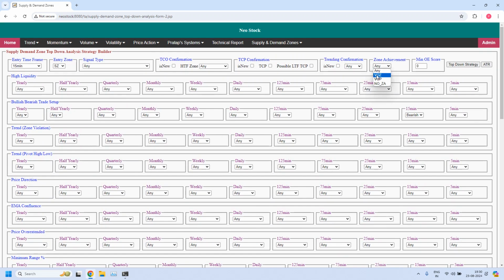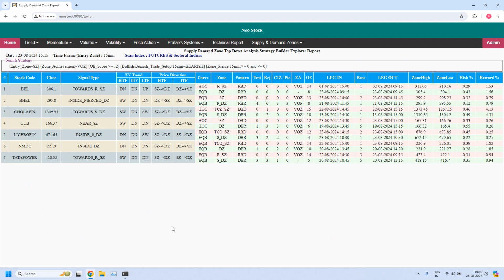Zone achievement is violated opposing zone, minimum odd enhancer score is 12. With all 3 filters, I am filtering the stocks. Now 7 stocks are filtered. All these 7 stocks are currently supporting the bearish trade setup for the daily income trade.